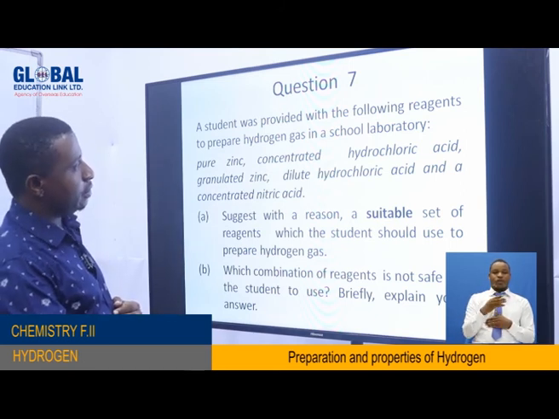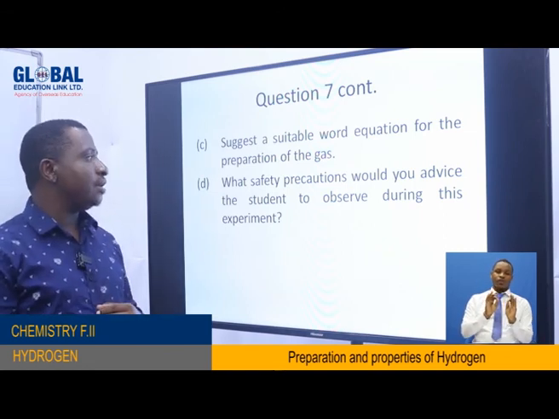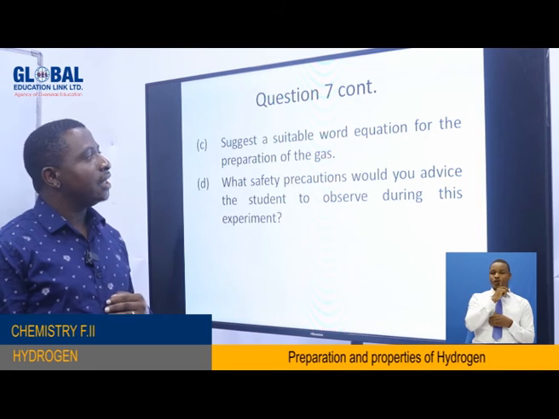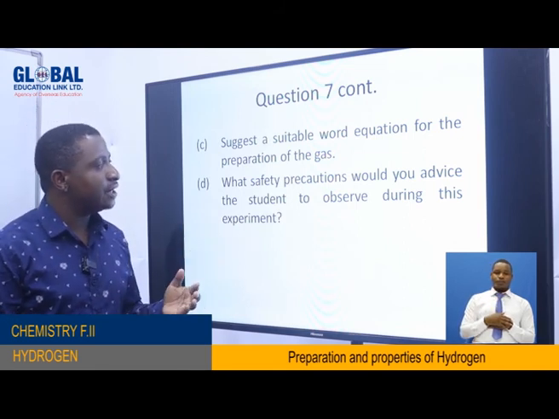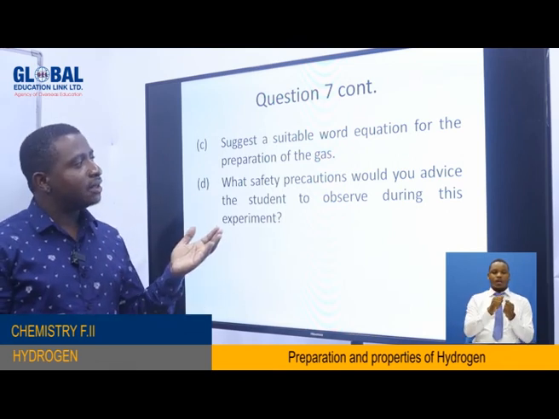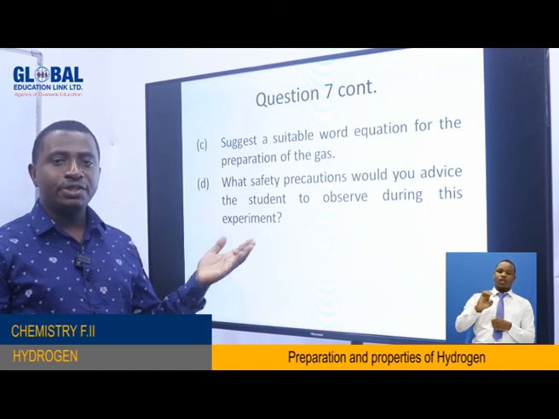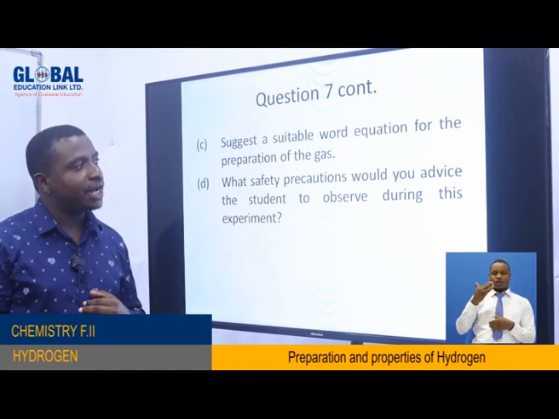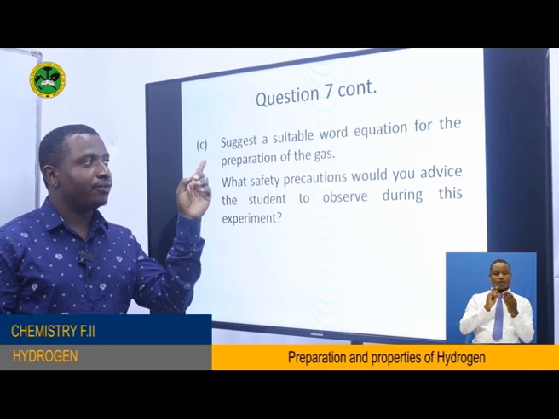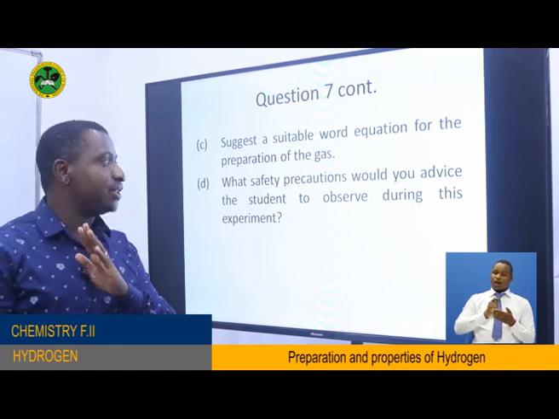Let us go and see question number 7C. Suggest a suitable word equation for the preparation of the gas. So dear students, I hope that you can try to respond on this. The suitable word equation for zinc granules with dilute hydrochloric acid is that when zinc reacts with the dilute hydrochloric acid, you get zinc chloride with hydrogen gas. That's how we can write such kind of a question. So I just give you a homework. You should write this word equation and write it very correctly.